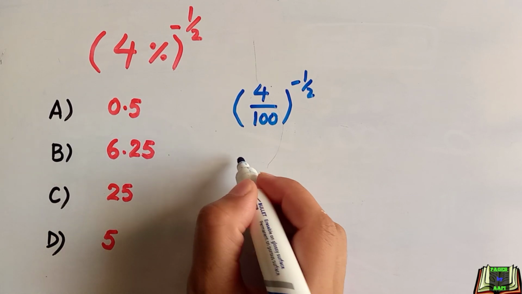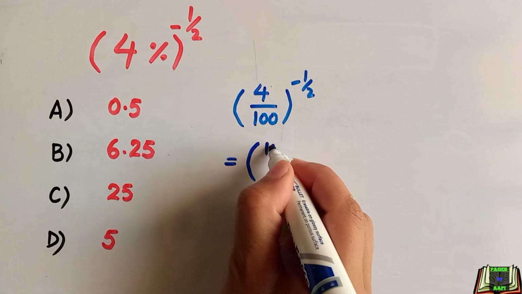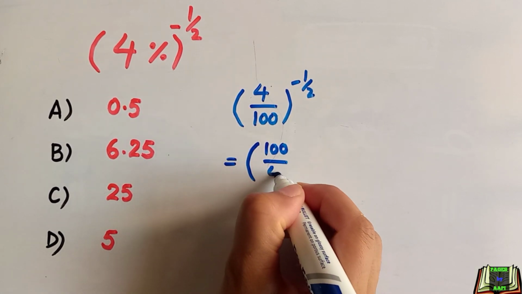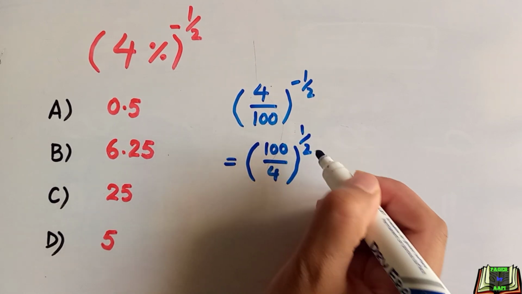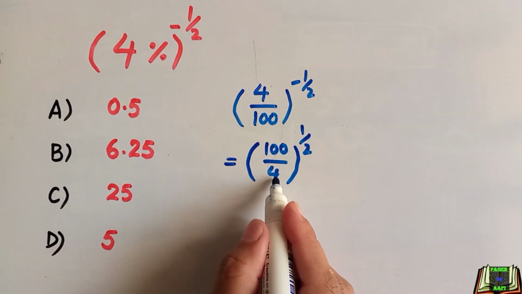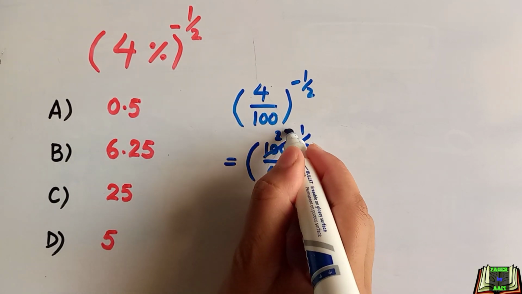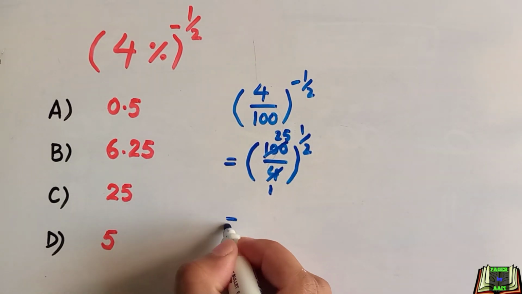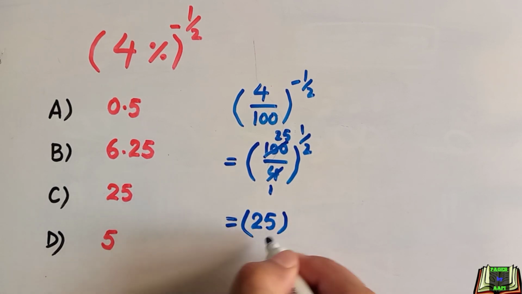So we will take the reciprocal of 4 over 100, it will become 100 over 4 and the power will become positive 1 over 2. Now 4 1 time is 4 and 4 25 times is 100. This is equal to 25 raised to the power 1 over 2.